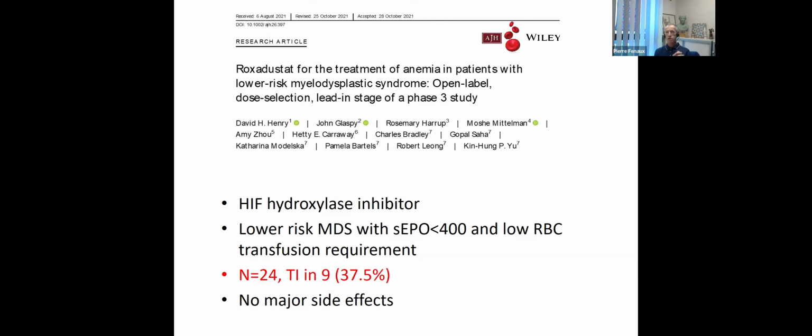So this highlights the importance of properly evaluating response criteria, which I have no time to detail here, but we have new response criteria that may improve the evaluation.